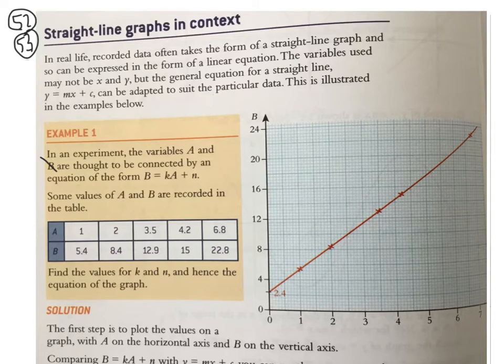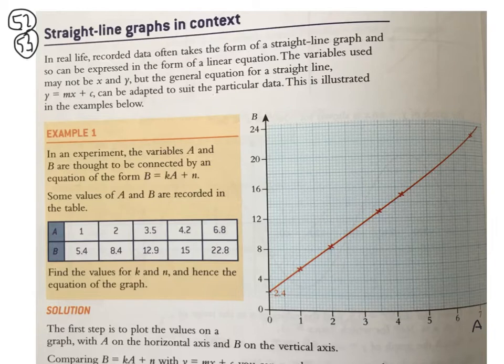You might have plotted some straight line graphs in science, for example. The variables used may not be x and y, but the general equation for a straight line, y equals mx plus c, can be adapted to use the particular data. This is illustrated in the example below. So when you see a graph, that's the graph y equals mx plus c. However, it's not x and y because we've got b in one axis and the other axis has been cut off there, but that should be the a axis.